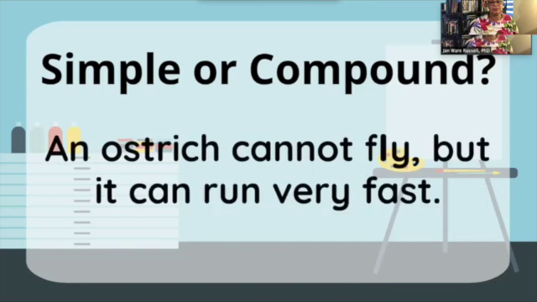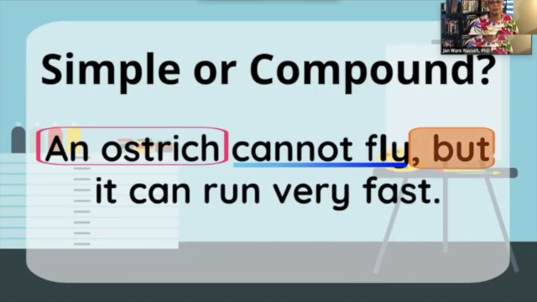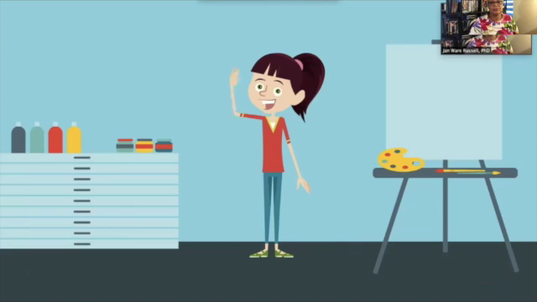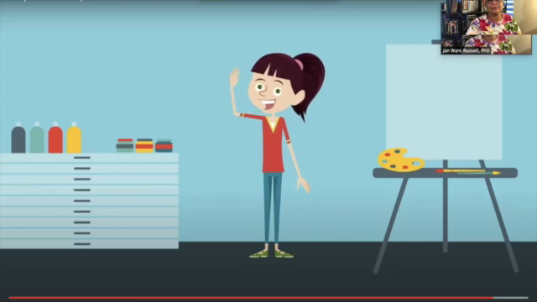How about this one? An ostrich cannot fly, but it can run very fast. We have a subject and a predicate, a comma and a conjunction, and another subject and a predicate. It's a compound sentence. I hope this video helped you better understand simple and compound sentences.